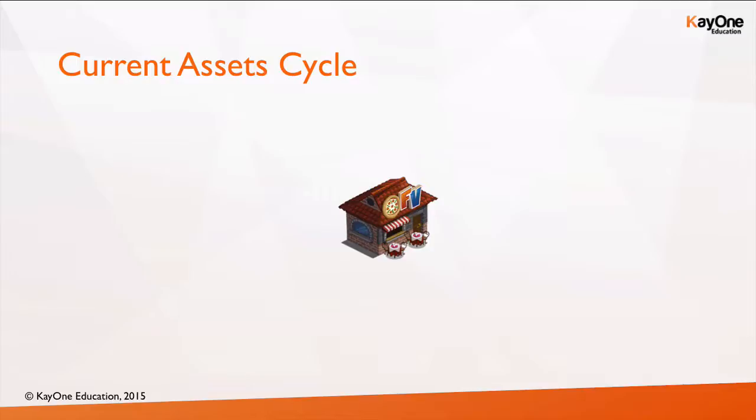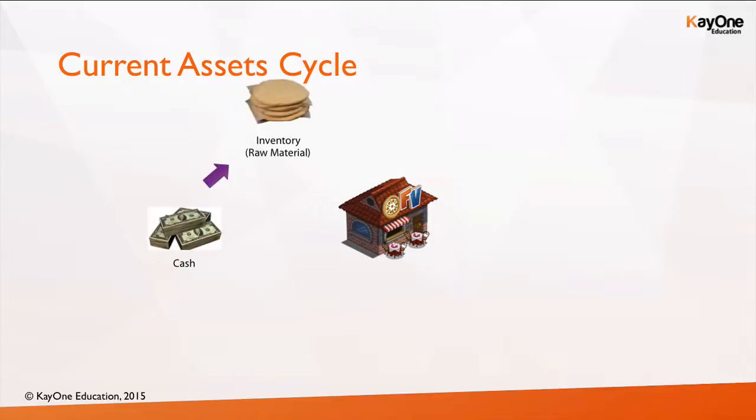The next concept is understanding the current asset cycle. We saw the four components of current assets, but now let us understand the cycle using an example. So there is cash based on which raw materials are bought. In this example, I'm going to take our good old pizza shop. So the pizza shop has cash. It buys raw material, which is inventory.